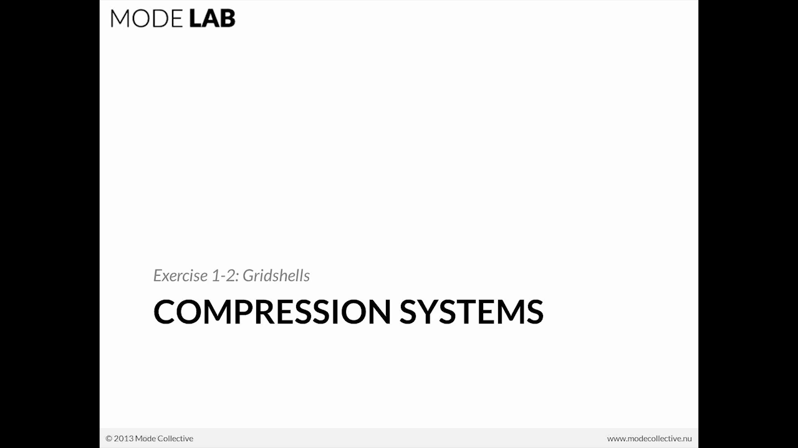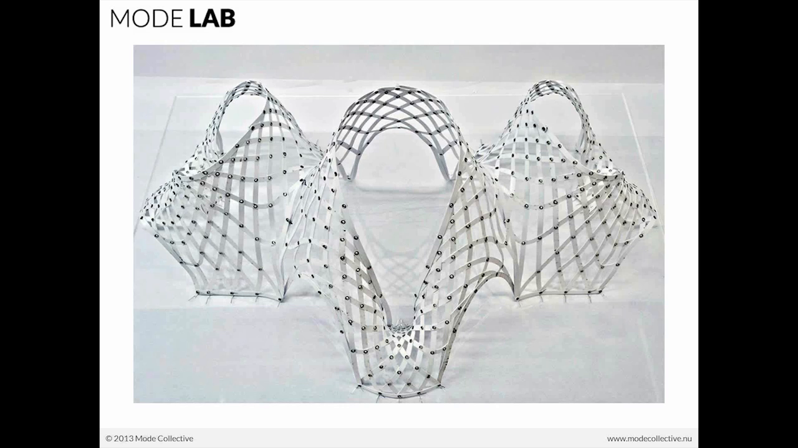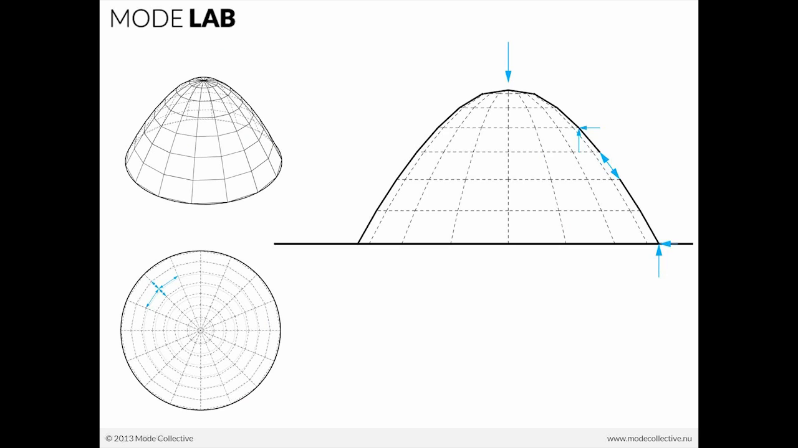We're going to be now looking at compression systems. We're going to use grid shells as our type to experiment with these systems. Here's an example of a grid shell that we've been doing some research on, and a grid shell, in contrast to a tension system, is going to rely entirely on compression. Whereas all of the forces within the net were acting in tension internal to the surface of that shape, in a grid shell they're all going to be working in compression.